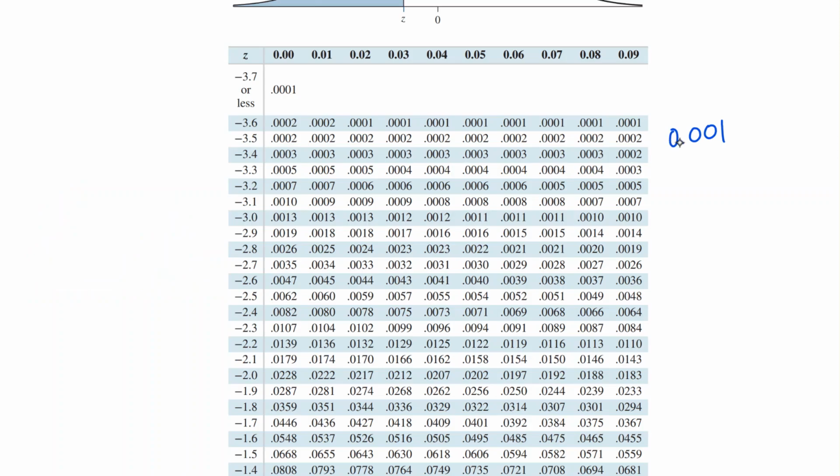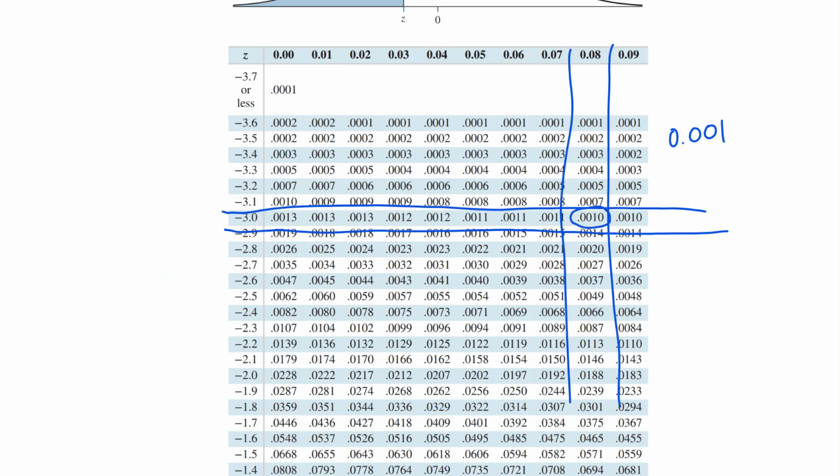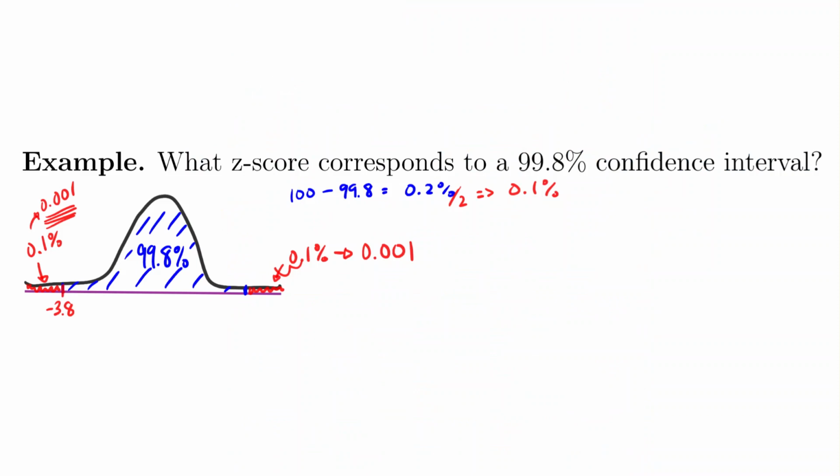So we're looking for 0.001. These are 3 zeros, so that's too much. We'll keep going. And we see the area in question corresponds to a z-score of negative 3.8. And we know by symmetry of the normal curve, if the bottom 0.1% corresponded to a z-score of negative 3.8, then the top 0.1% would correspond to a z-score of positive 3.8.